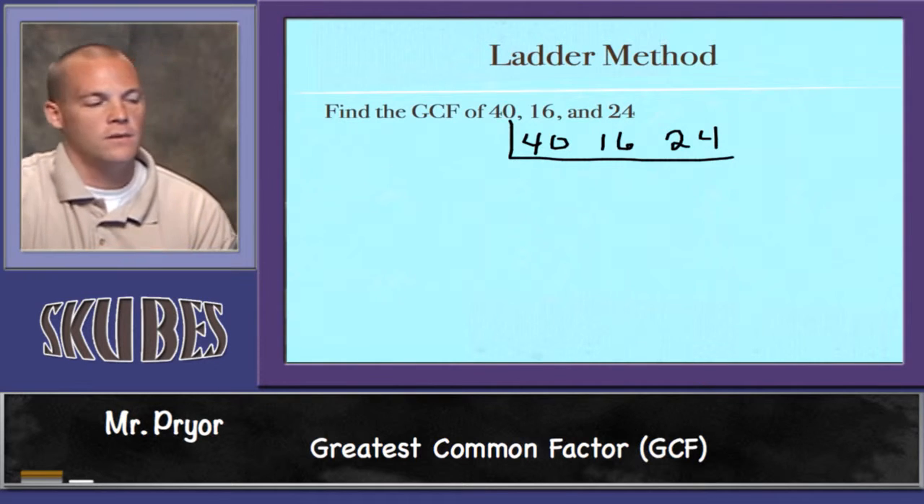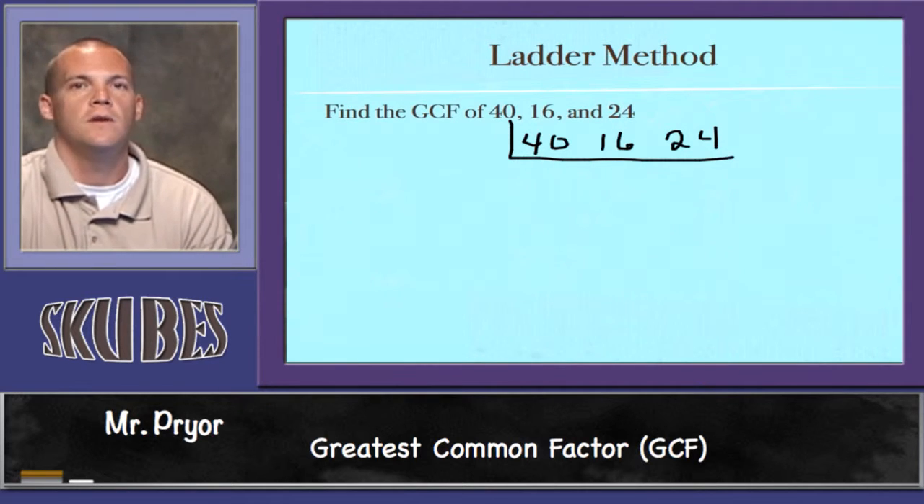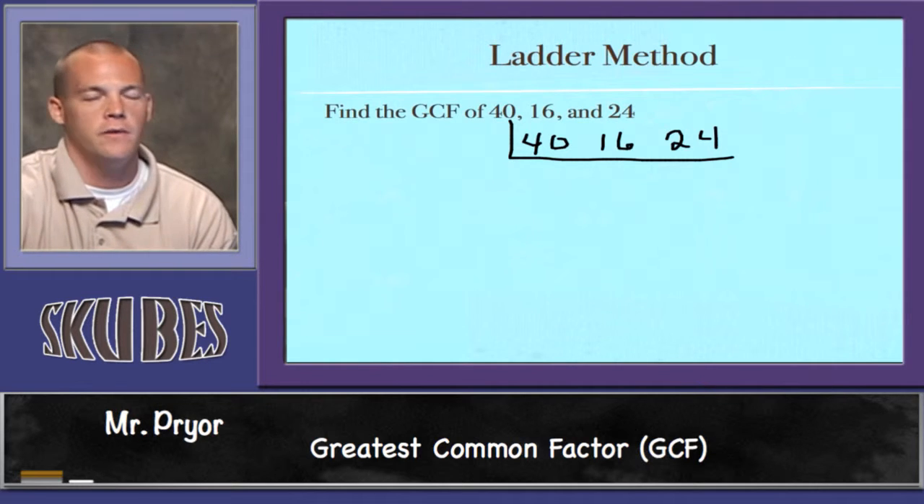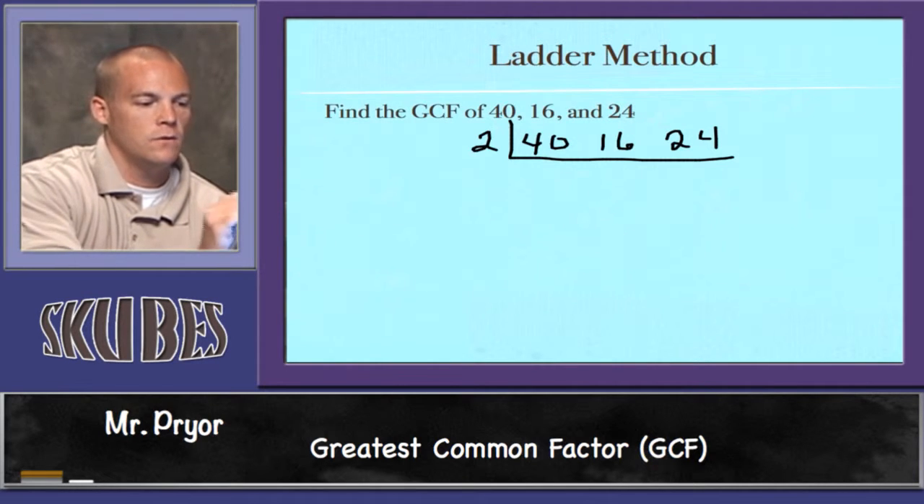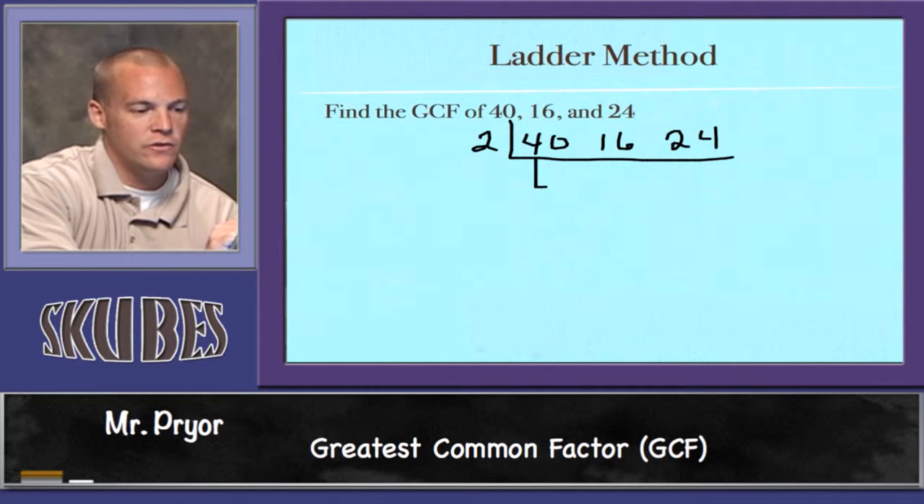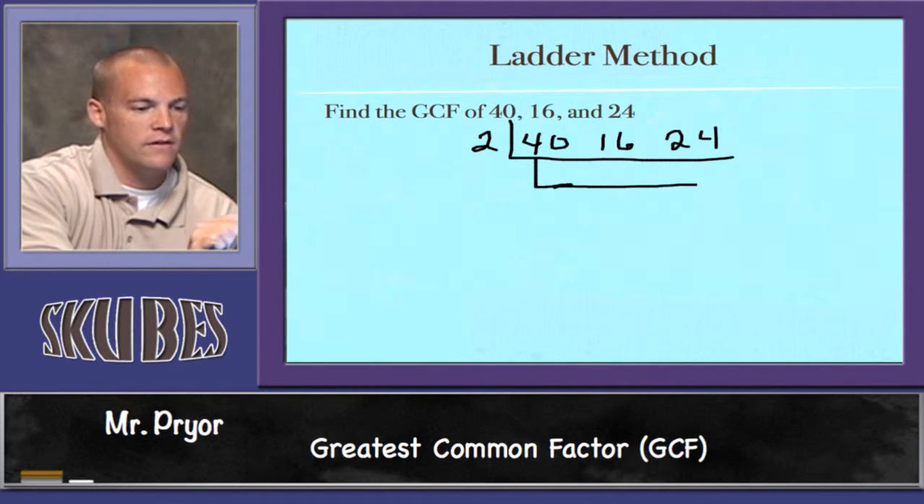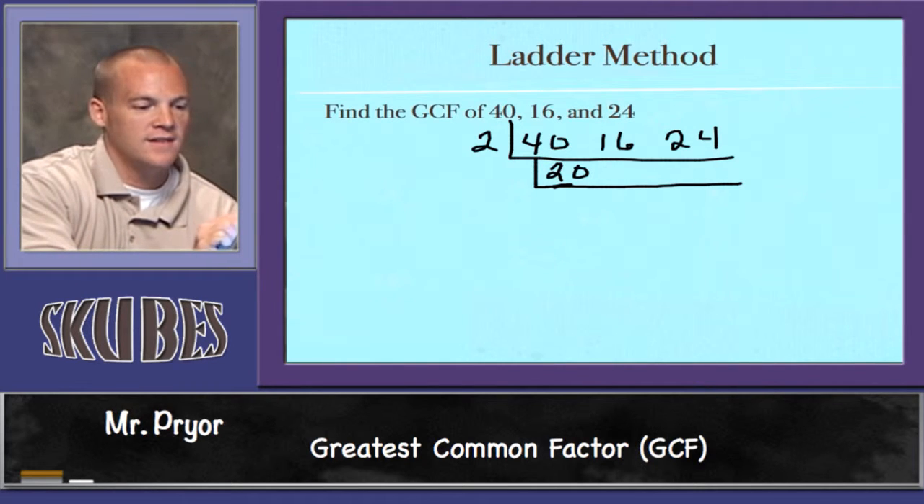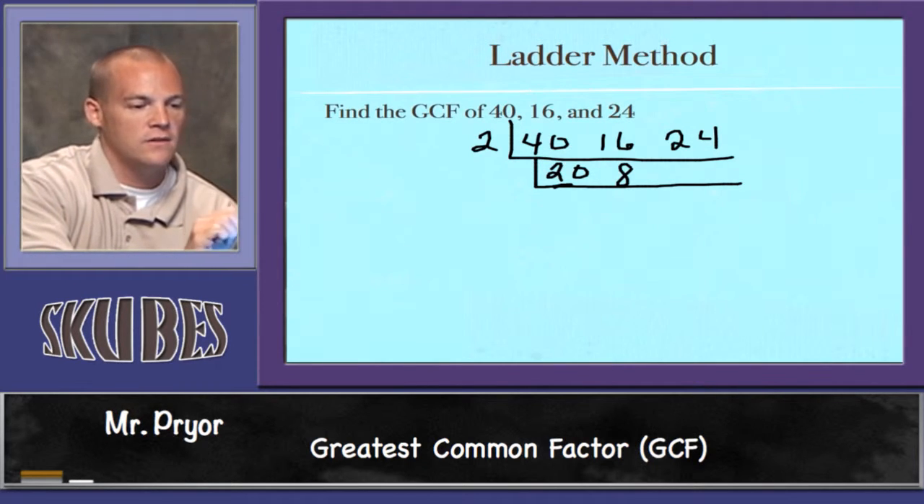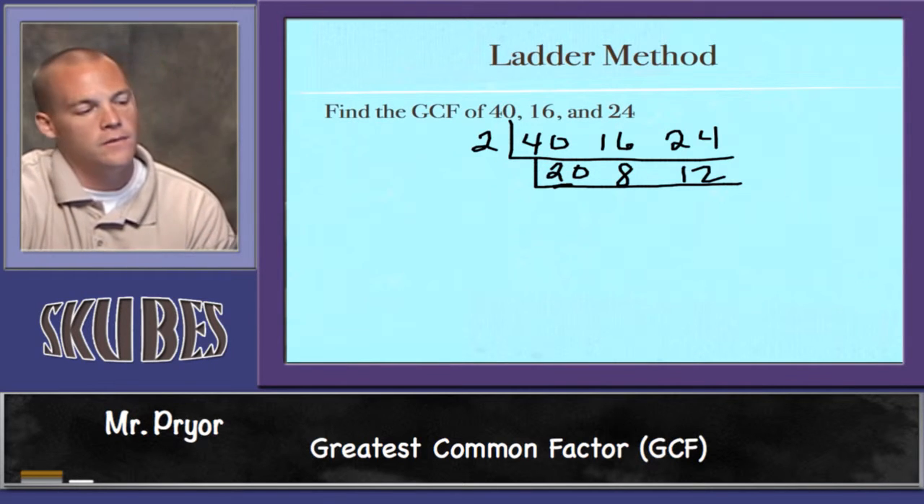Now this is a good example of why you would probably want to use 2, because it's very easy to look at these three numbers and determine, because they're all even, that they can divide by 2. So we're going to start with 2. And usually dividing by 2 is pretty easy to do in your head also. I'm going to go ahead and draw that out. All right, 2 goes into 40 20 times. It goes into 16 8 times. And it goes into 24 12 times.